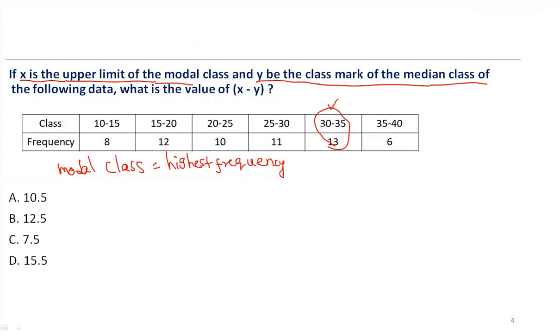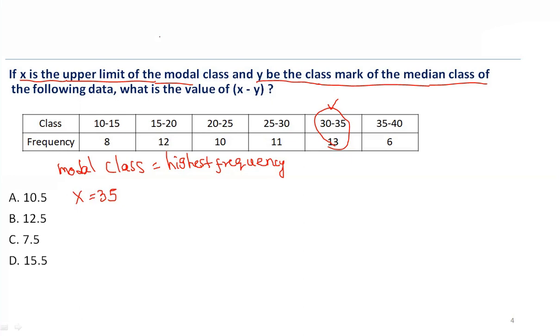So in 30 to 35, what is the upper limit of the modal class? The upper limit of the modal class 30 to 35 is nothing but 35, right? So X is 35 here in the question. The modal class has the highest frequency, and it is the class 30 to 35, so the upper limit is 35. So the value of X is equal to 35.